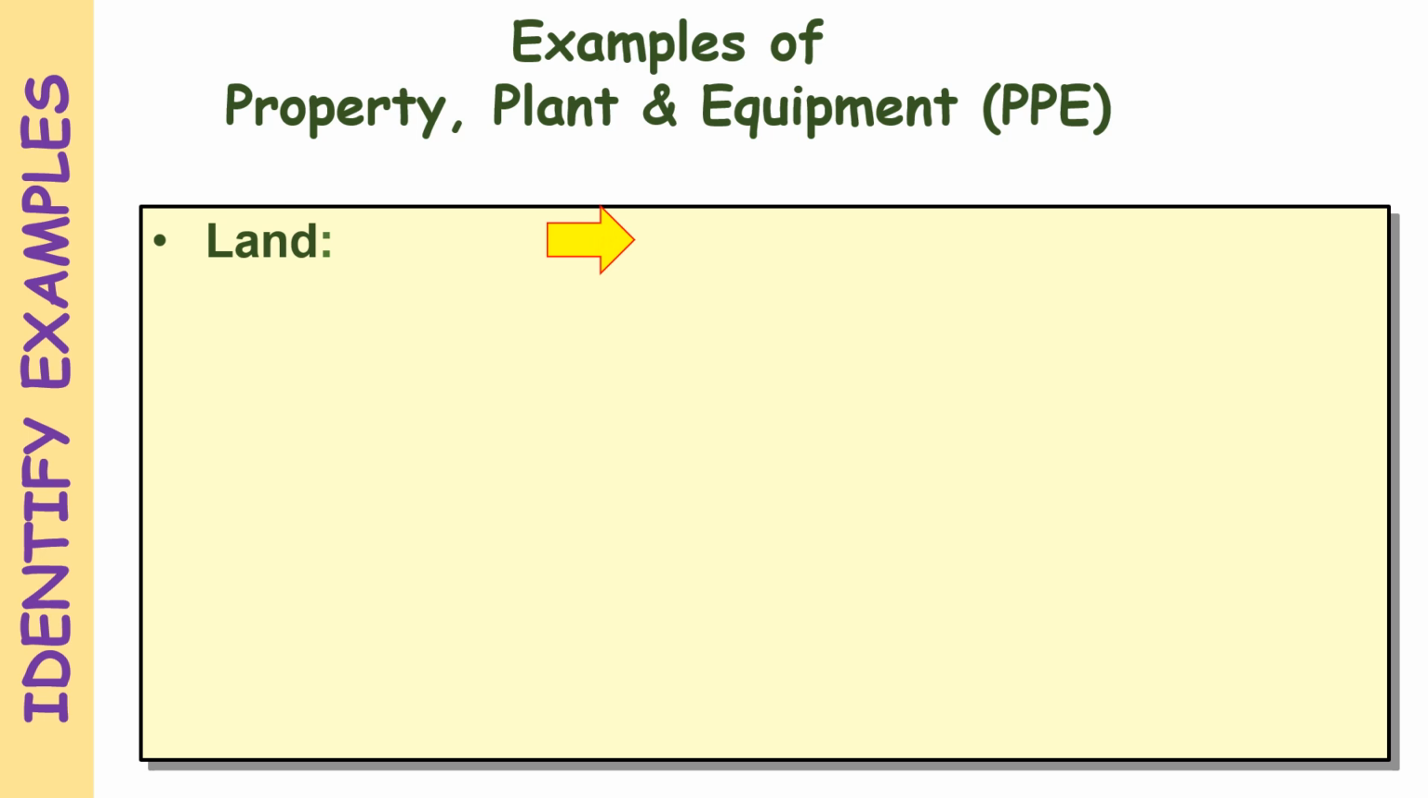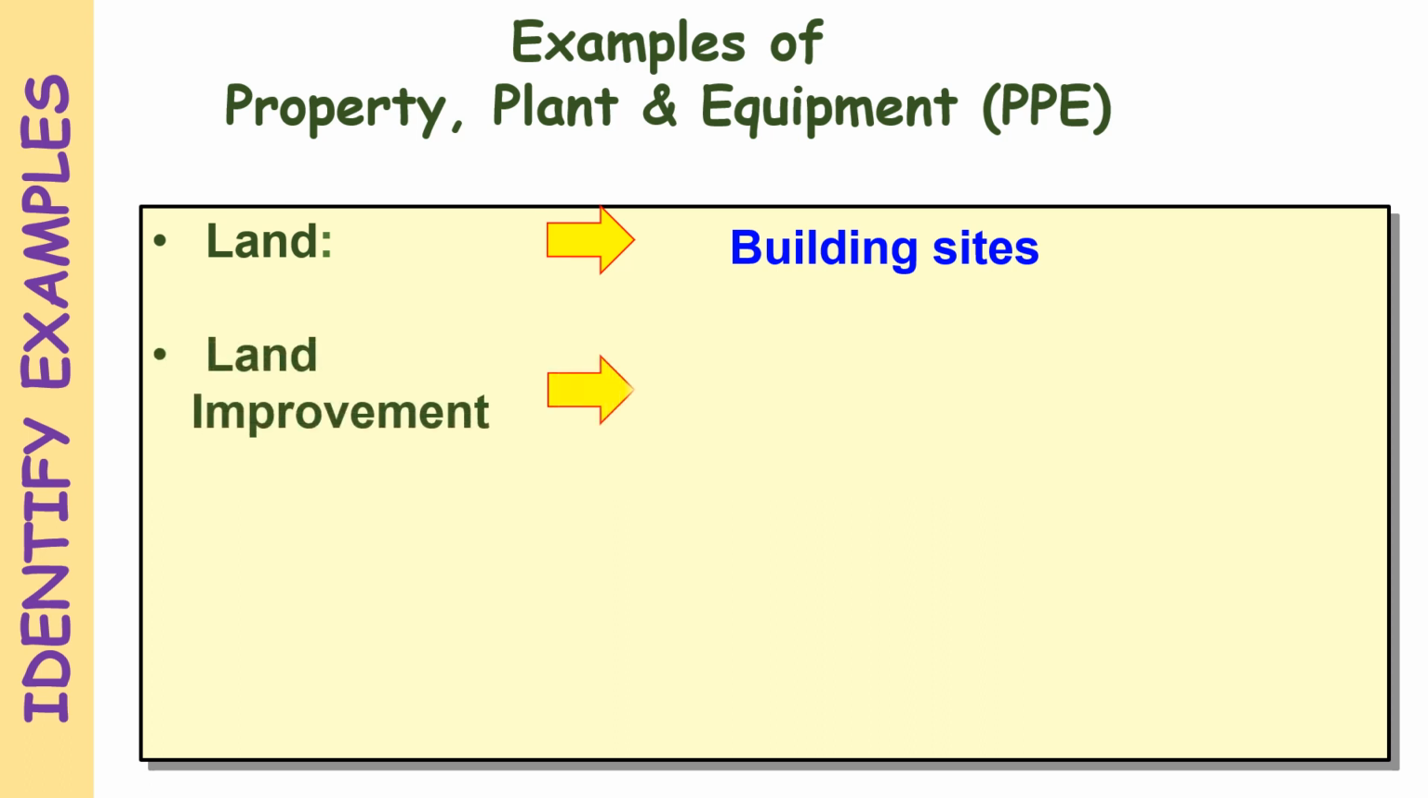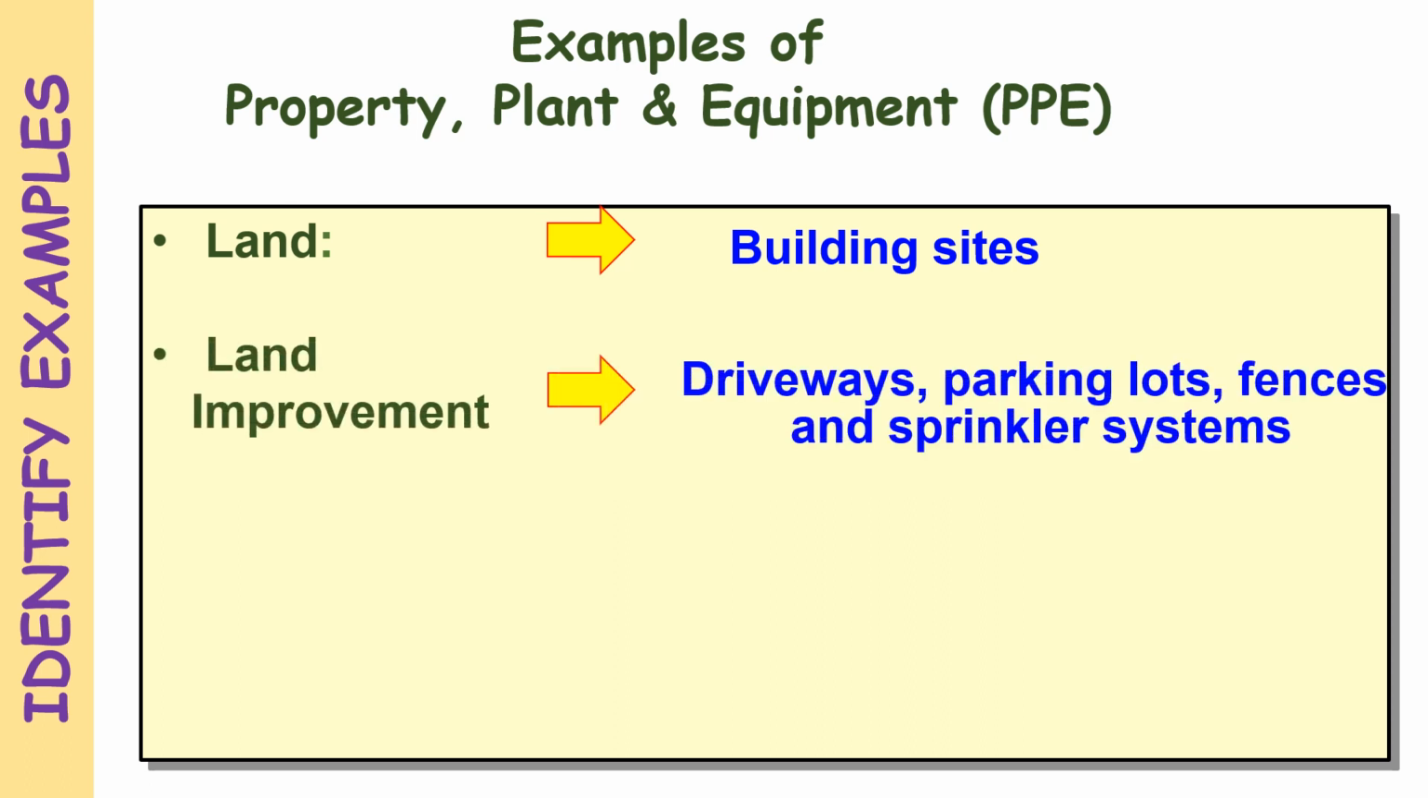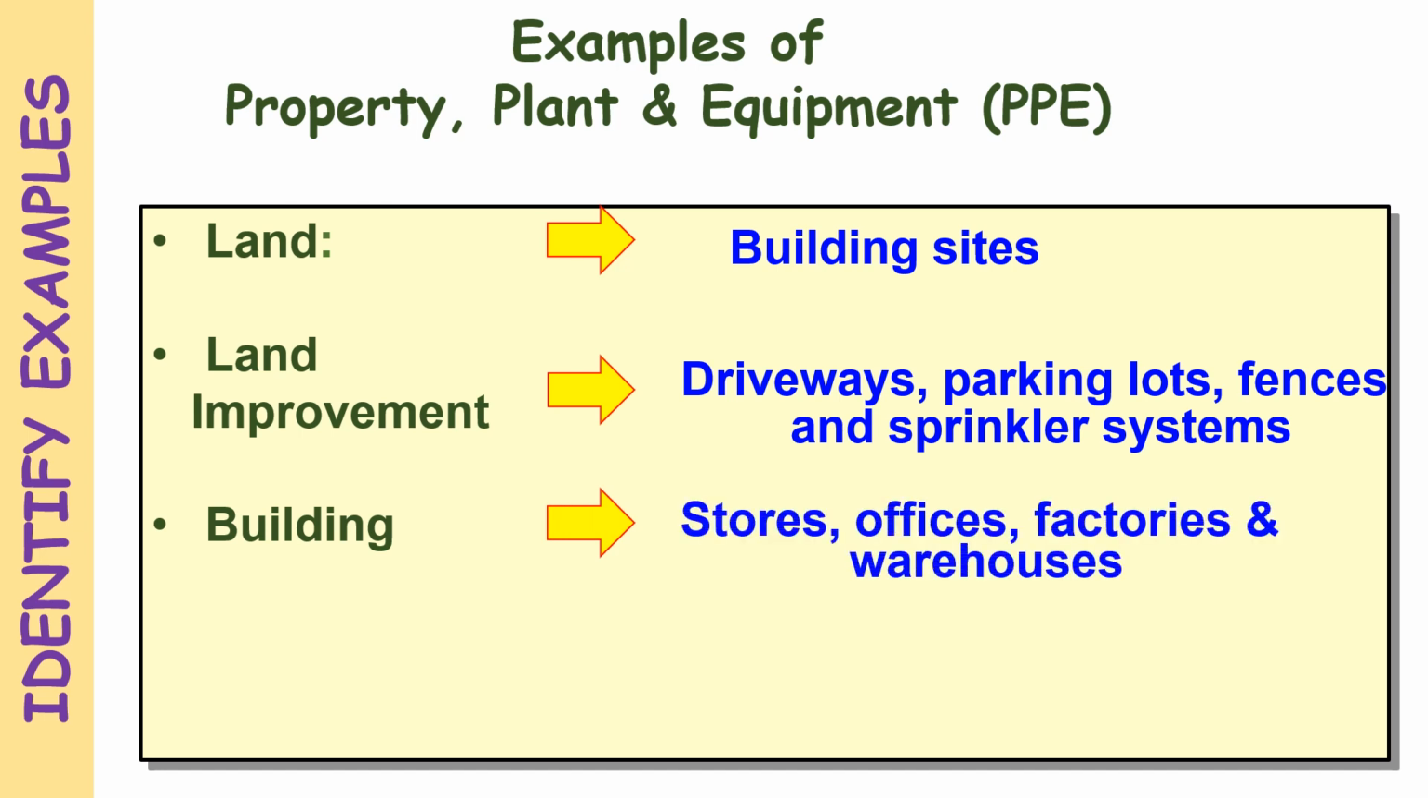Here are a few examples of PPE. First, land. Land, of course, means the building sites. They also include land improvement. So PPE will include things like driveways, parking lots, fences, and sprinkling systems for the land. Those are known as land improvement. You have buildings, that is another example of PPE.